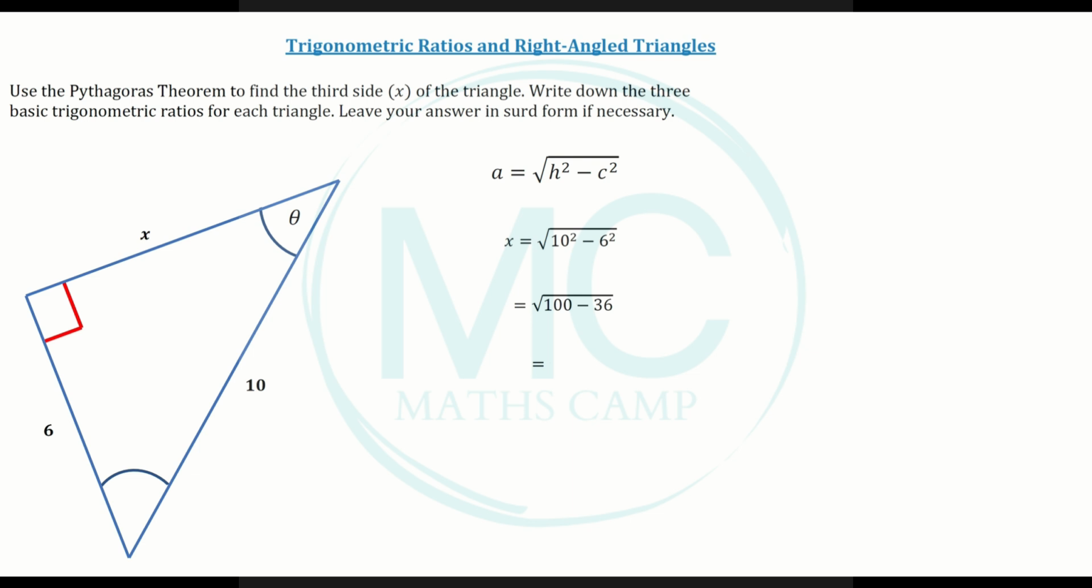Now we can simplify. 100 minus 36 is 64. Let's put this under a root as well. The square root of 64 is equal to 8. This is the length of our unknown side. So let's make some space and put 8 into our x value in our triangle.